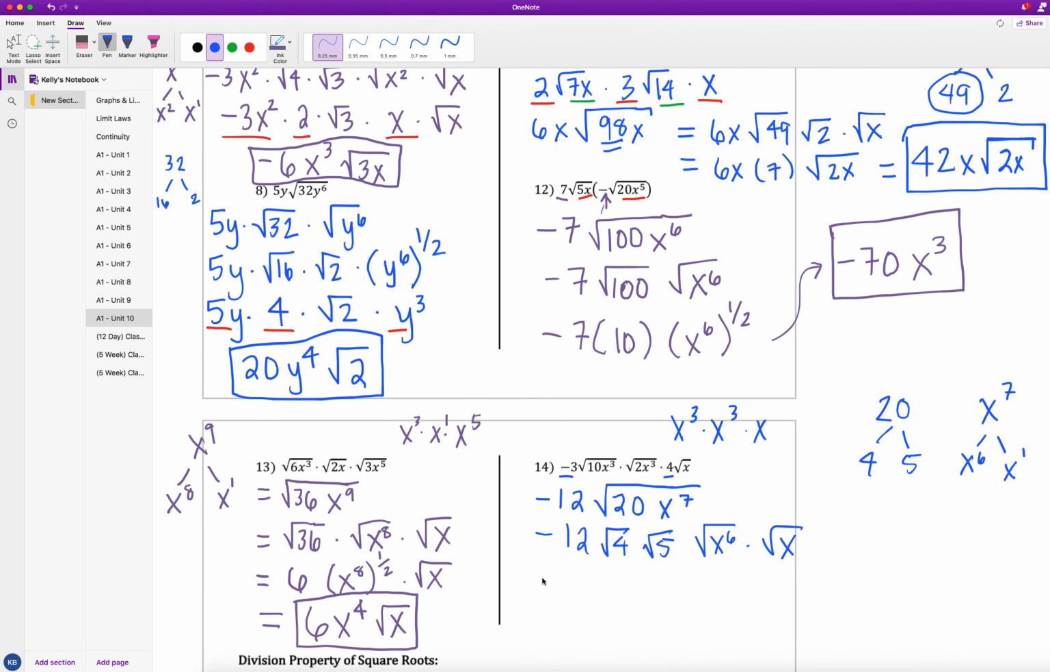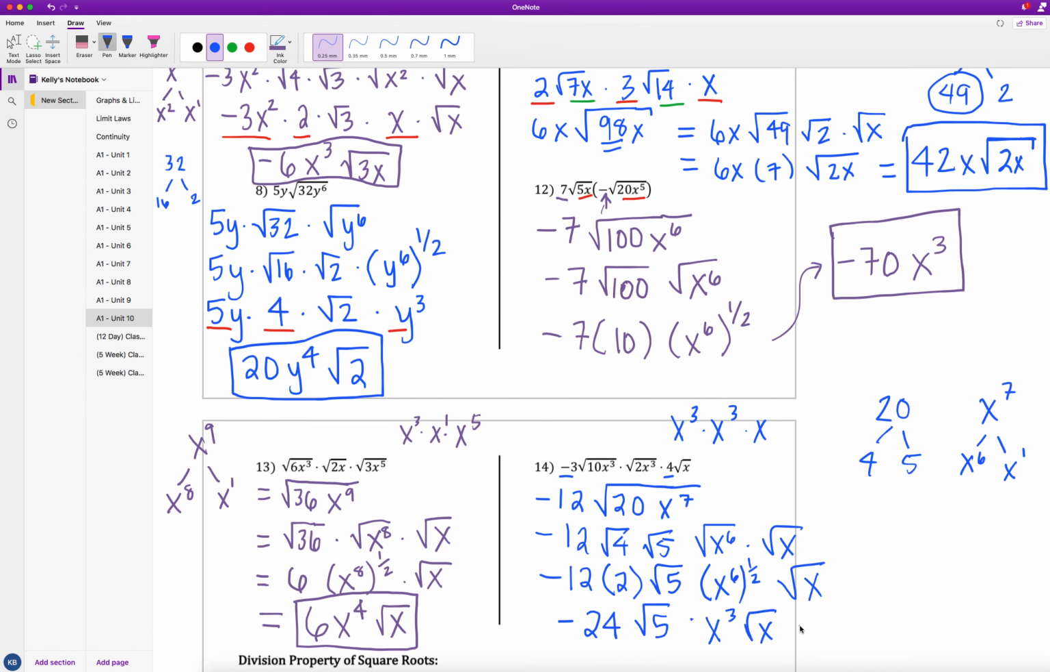From here, let's simplify our perfect squares. So the -12 is still there, square root of 4 will give us 2, square root of 5 is still there, and then the square root of x to the 6th, since that power is divisible by our index, I'll end up with an x to the 3rd there. From the x to the 6th to the 1/2. So combining everything, I get a -24 square root of 5 times an x to the 3rd times the square root of x.